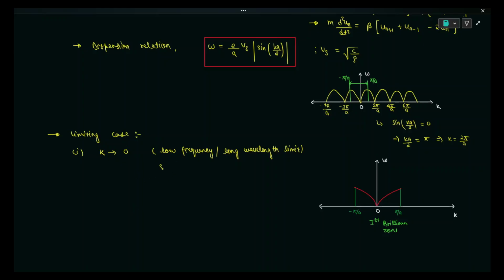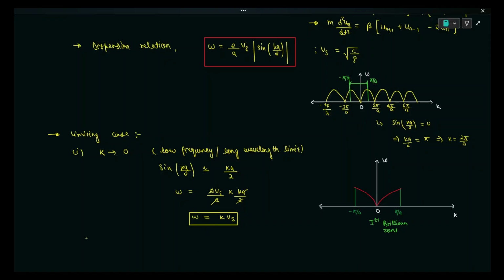In that case, the argument of sine, ka by 2, will be very small, so we can approximate sine ka by 2 by ka by 2. Then our dispersion relation becomes 2 vs divided by a times ka by 2. This means that omega will be k times vs. So this is the dispersion relation in the long wavelength limit.